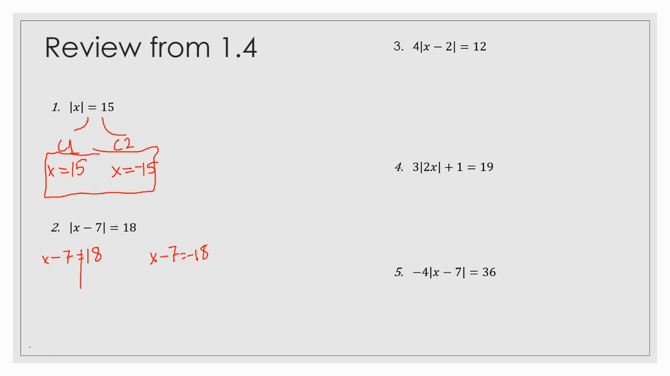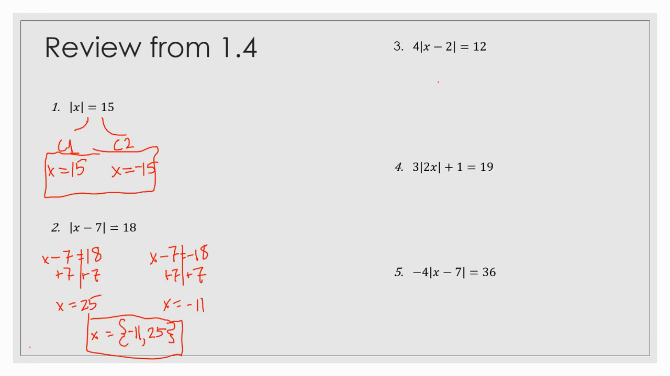Okay, go ahead and solve for each of the cases by adding 7. And we get x equals 25 on the first case. On the second case, we get plus 7, and we get x is equal to a negative 11. So we can write it like this. Negative 11, comma 25 is our solution set. Okay, go ahead and move on to problem 3.